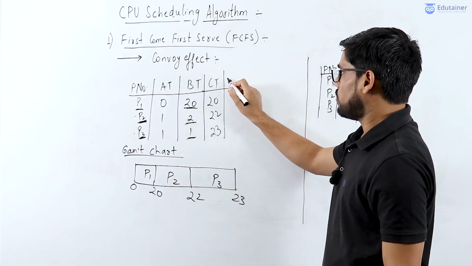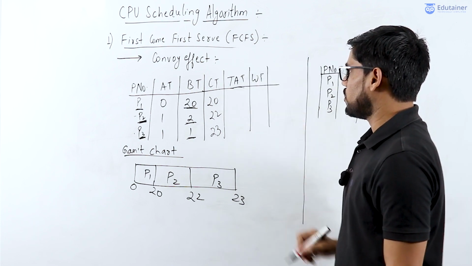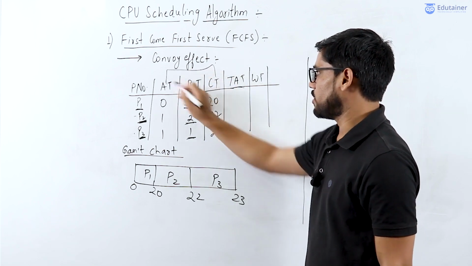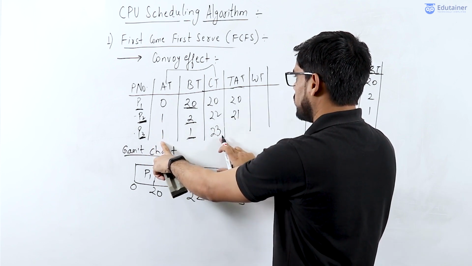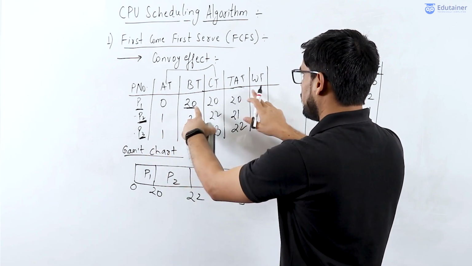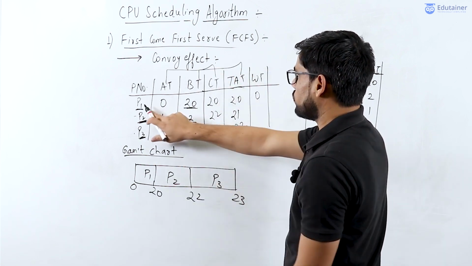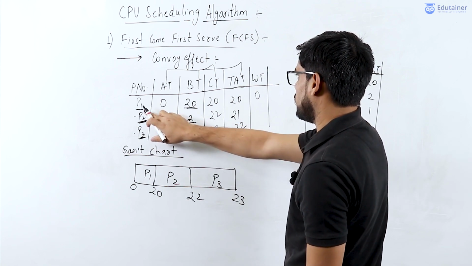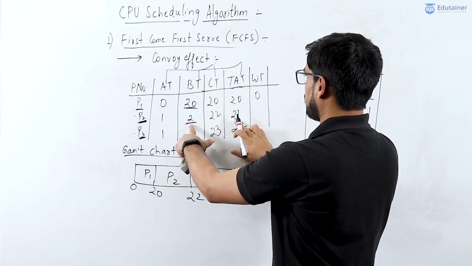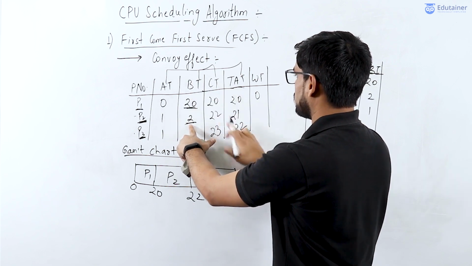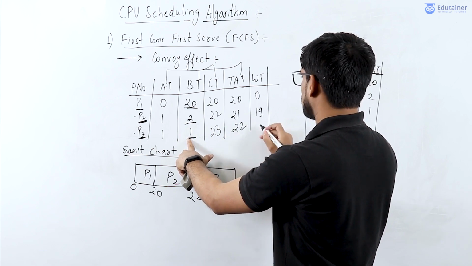Let's find the turnaround time, and thereafter we will find the waiting time. Turnaround time is completion time minus arrival time. 20 minus 0 is 20, 22 minus 1 is 21, 23 minus 1 is 22. Similarly, waiting time is turnaround time minus burst time. 20 minus 20 is 0. Process P1 does not have to wait because it is served by the CPU right from the start. Similarly, for process P2 the waiting time is 21 minus 2, which is 19, and 22 minus 1 is 21.